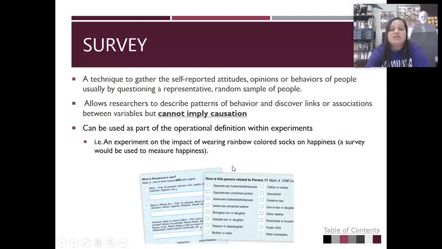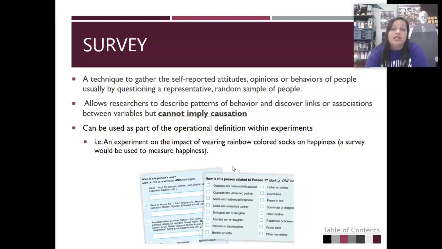Our next method is surveys. A survey gathers self-reported attitudes, opinions, and behaviors by questioning people, generally a representative or random sample of people. And we'll go more into detail about representative and random samples. They allow researchers to describe patterns of behavior and look for links, but again, we can't imply causation just from a survey. The best thing about a survey is that you can gather data from a large number of people.